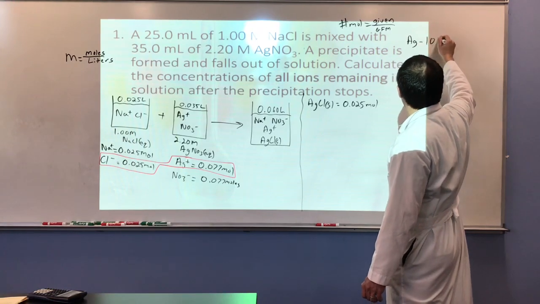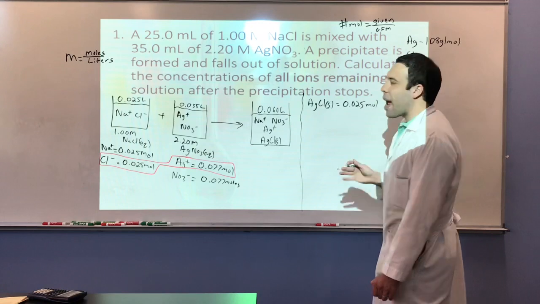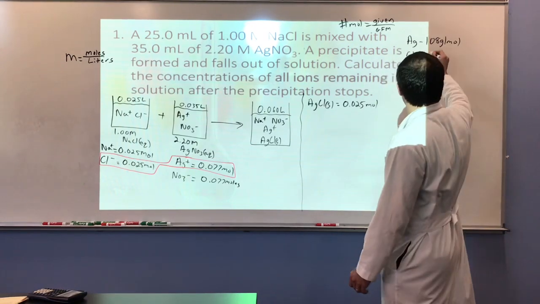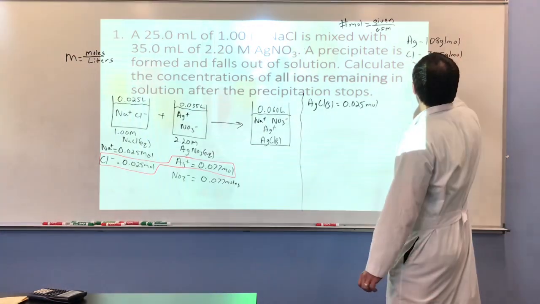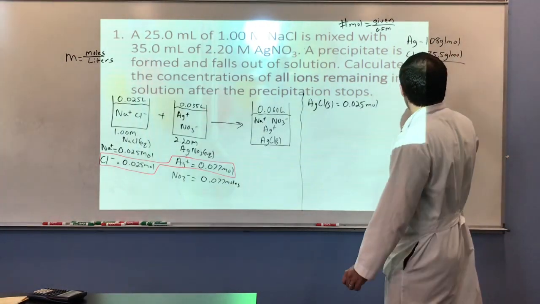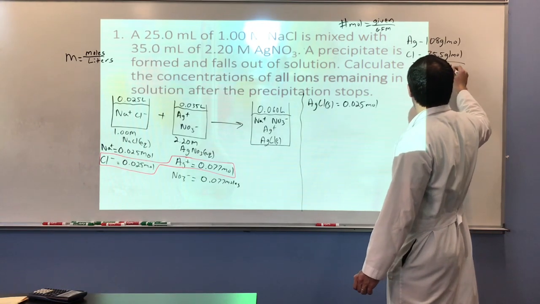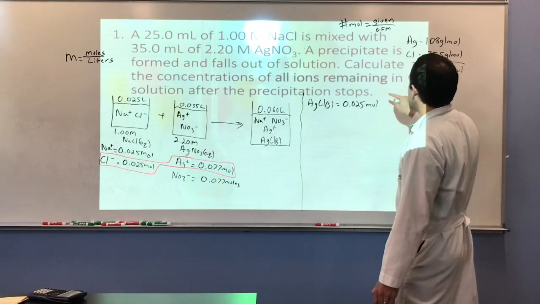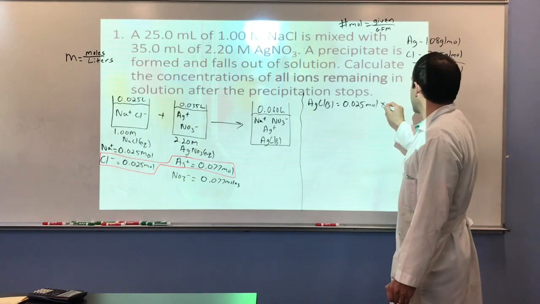Silver has a mass of 108 grams per mole. And chlorine, we're going to round this one to the nearest tenth, which means it has a mass of 35.5 grams per mole. When we add these two numbers together, we get the GFM to be 143.5 grams per mole. So we have the number of moles, we have the GFM, we multiply them together.